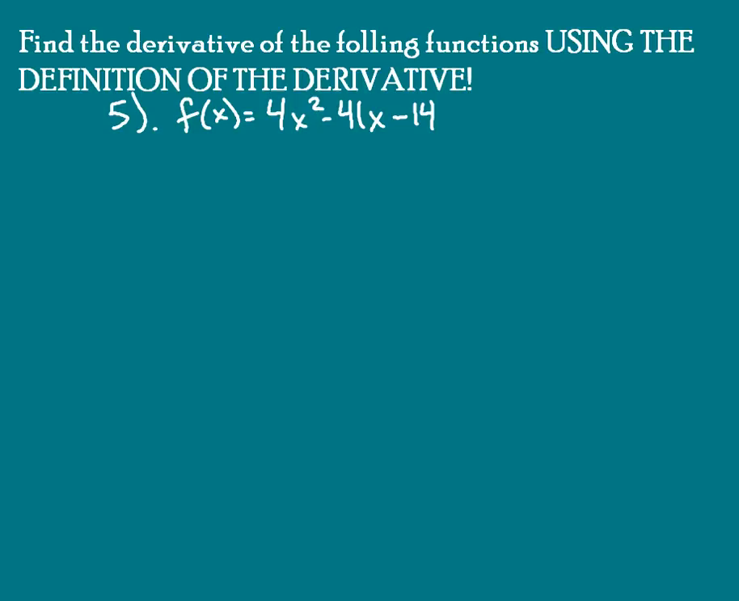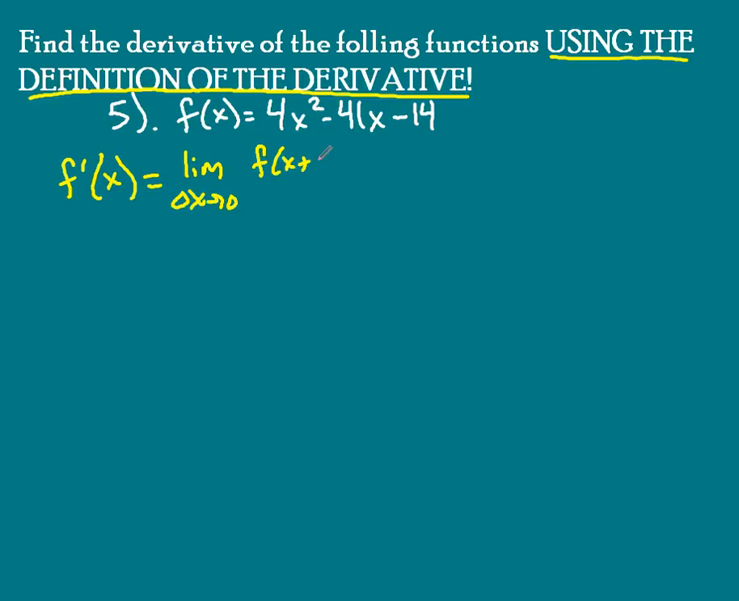This is using the definition of the derivative. Using the definition of a derivative. So that does not mean you can use the shortcut. You'll be able to do that later. You can't here. So for this one, it's going to be f prime of x is equal to the limit as delta x approaches 0 of f of x plus delta x minus f of x all over that change in x, delta x. That's what we should be looking at first.